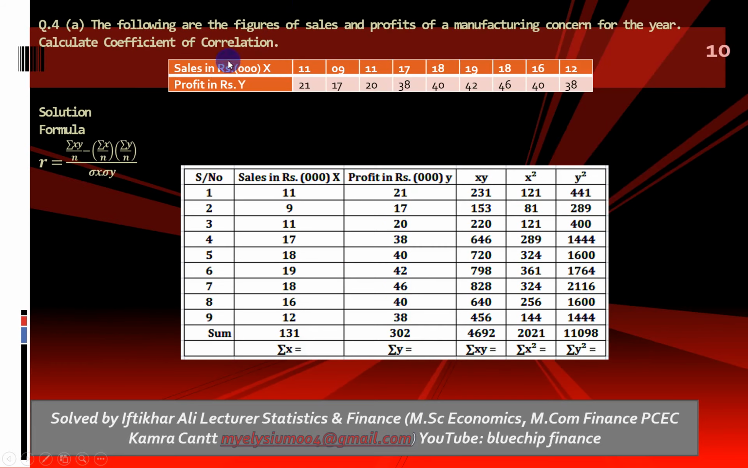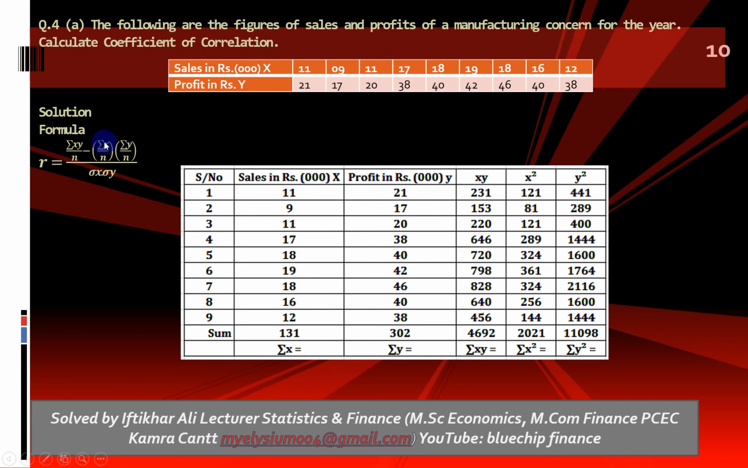Question number 4, part A. The following are the figures of sales and profits of a manufacturing concern for 2 years. Calculate the coefficient of correlation. We have already calculated the correlation coefficient many times in previous questions. Simply take two variables here, x and y, and apply this formula.